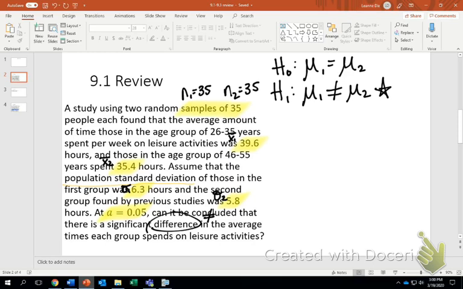All right, now that I'm done with my hypotheses, I can move on to the next piece, which is to find my critical values.